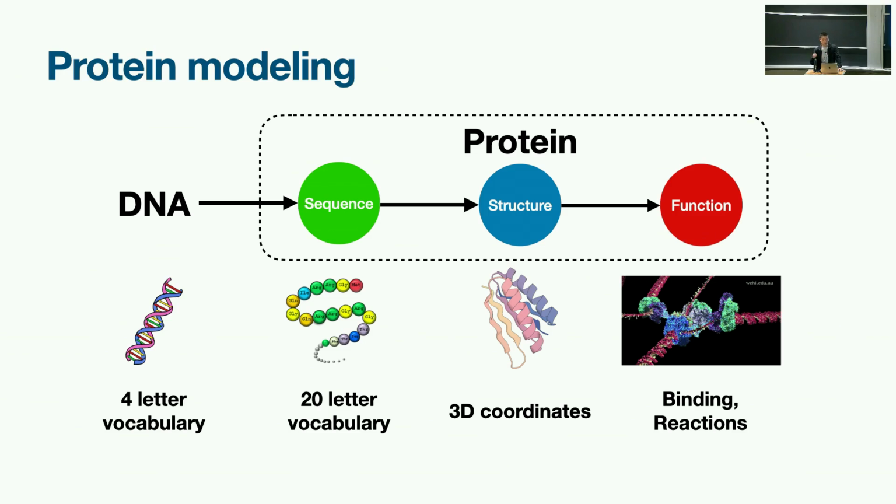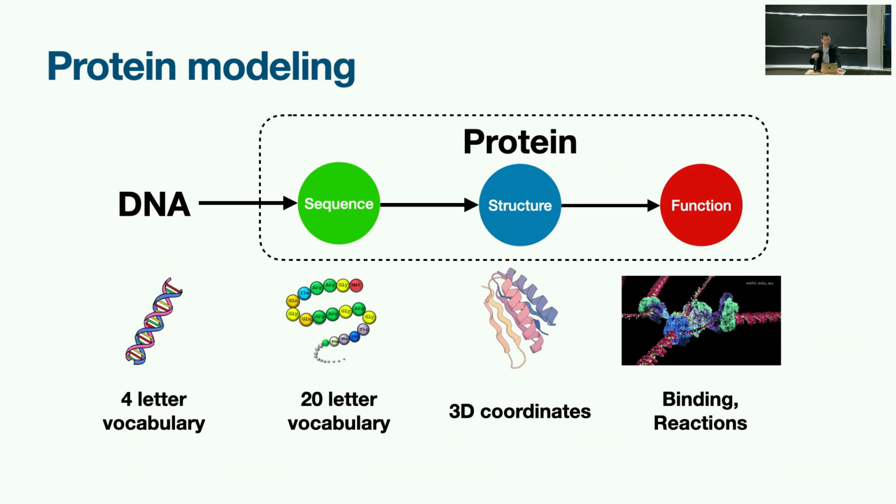And each of these is like a different data type. You start from a sequence that has a 4-letter vocabulary to 20, to the 3D coordinates. So it's also this very multimodal problem as well. You have to care about both this discrete type of data structure and this continuous type of data structure.